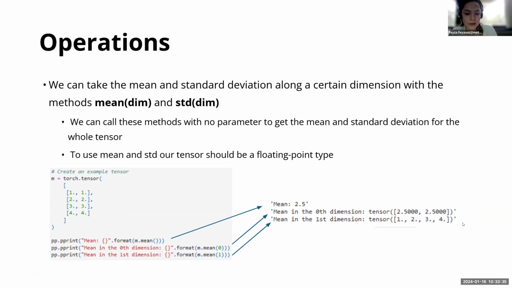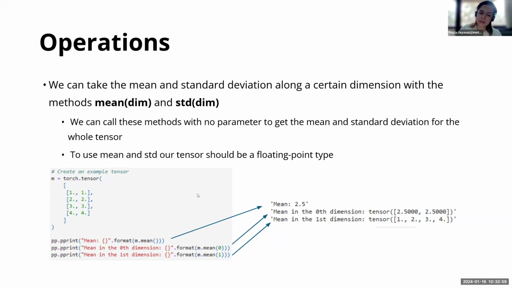And if we only want to have the mean row-wise, we have 1, 2, 3, 4, which total 10. We divide it by 4, 2.5, 2.5. And if we use the first dimension, we will have the means of these values, which is 1, which is 2, which is 3, and which is 4. And to use mean and standard deviation, our tensor should be a floating point type. And this is one of the many runtime errors caused by our code. Please keep that in mind.